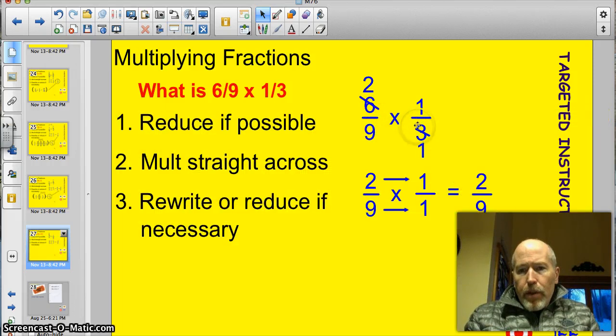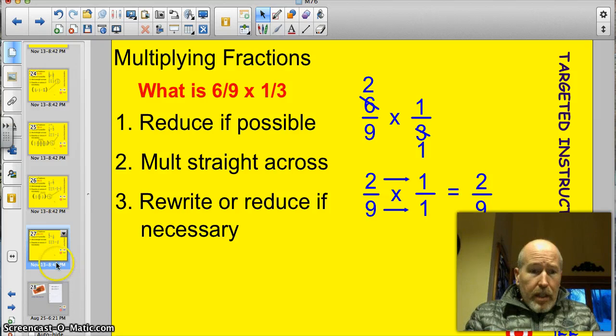6/9 times 1/3. Well, I can divide 6 by 3. Goes in there 2 times. I can divide 3 by 3. Goes in there 1 time. So, rewriting this, I've got 2 9ths and 1 over 1 again. 2 times 1 is 2. 9 times 1 is 9. You with me? I thought so. 2 9ths. Simplest form. I can't reduce it any further.